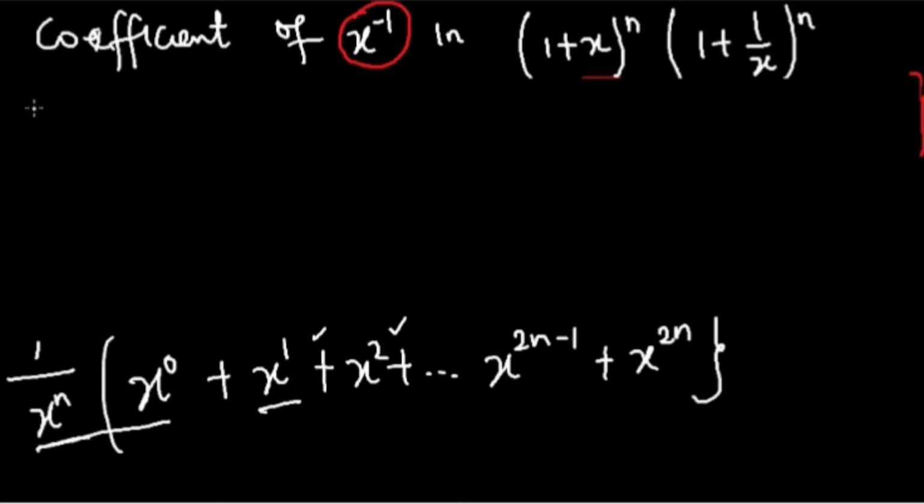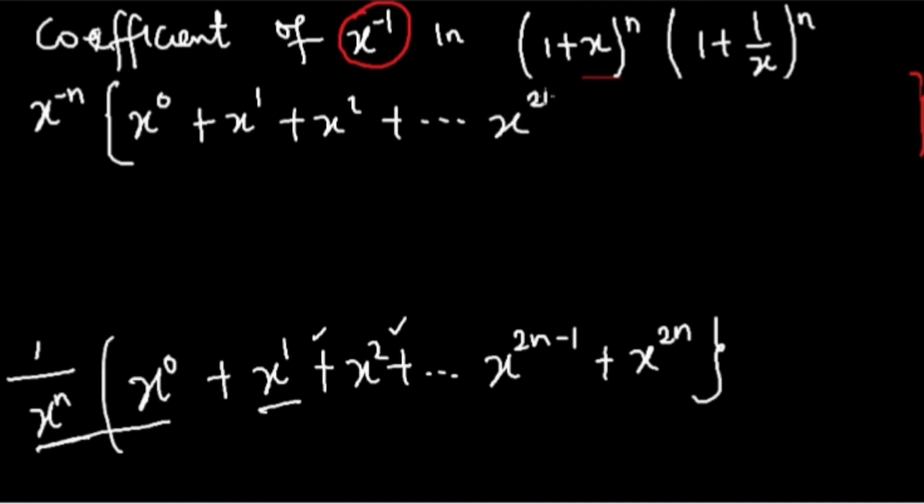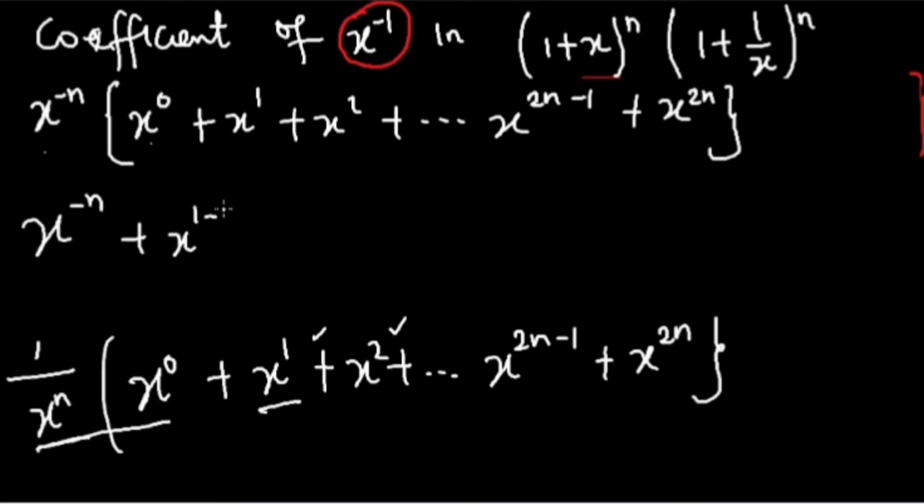write these guys as s raised to power minus n into s raised to power 0 plus s raised to power 1 plus s raised to power 2 up to the number 2n minus 1 plus s raised to power 2n. So multiply this by this, I will have what? s to the power of minus n plus s to the 1 minus n plus s to the 2 minus n, like that. Then s to the 2n minus n, that will be n. Okay, plus, so if I do this one times this one, I will have s raised to power n.